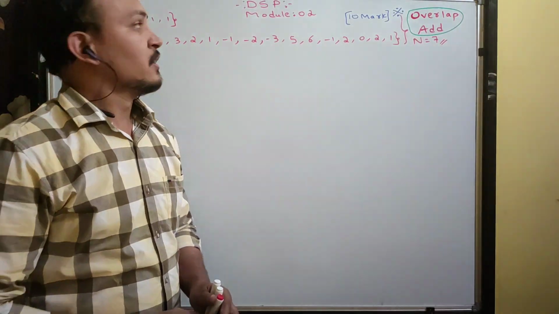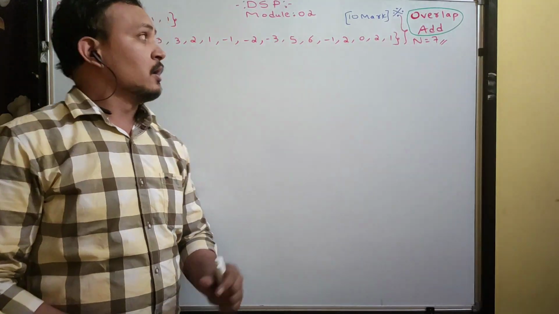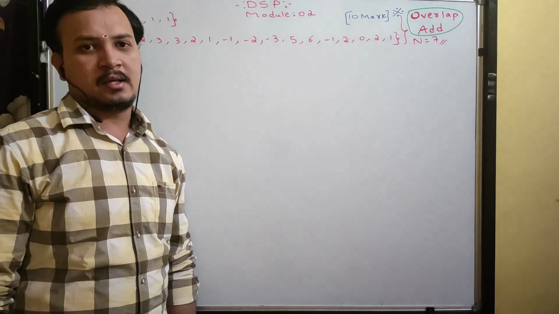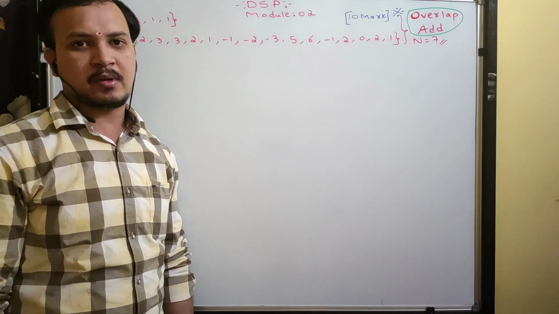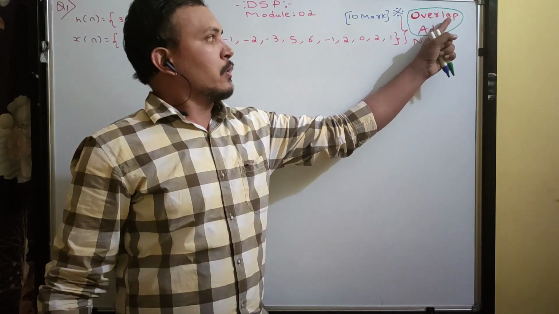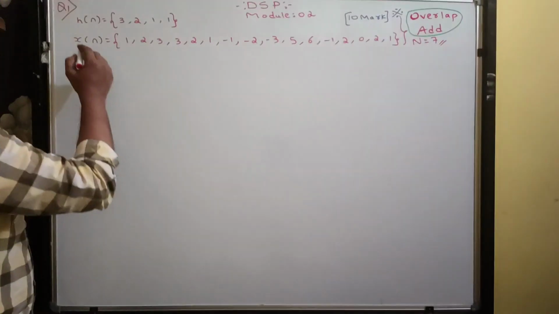Good evening, students. In today's class, we are discussing the Module 2 topic of digital signal processing, for the EC branch and also other branches. In today's topic, we are discussing a problem on the overlap add method. So, we can take one example.